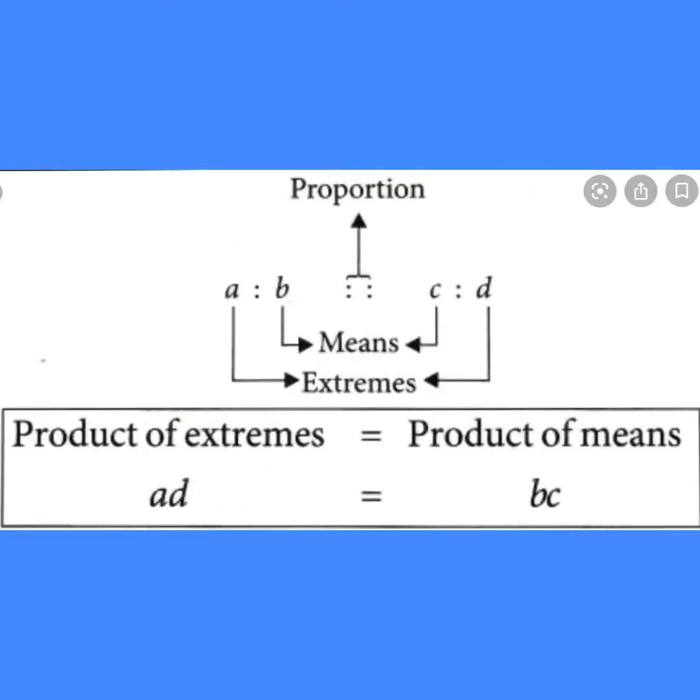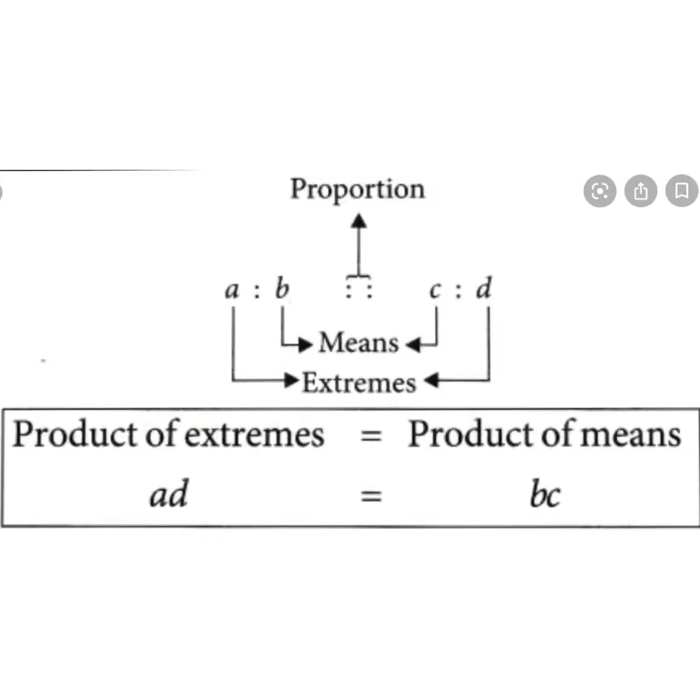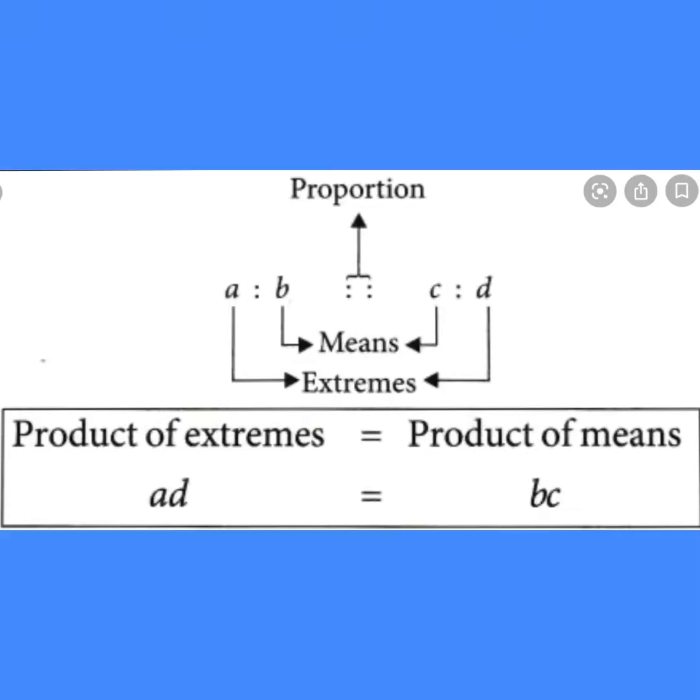The first and fourth terms of a proportion are called extreme terms, and the second and third terms are called mean terms. So, in A ratio B double colon C ratio D, A and D are extremes while B and C are means. When the terms are in proportion, we can say that the product of extremes is always equal to the product of means. Meaning A multiplied by D is always equal to B multiplied by C.